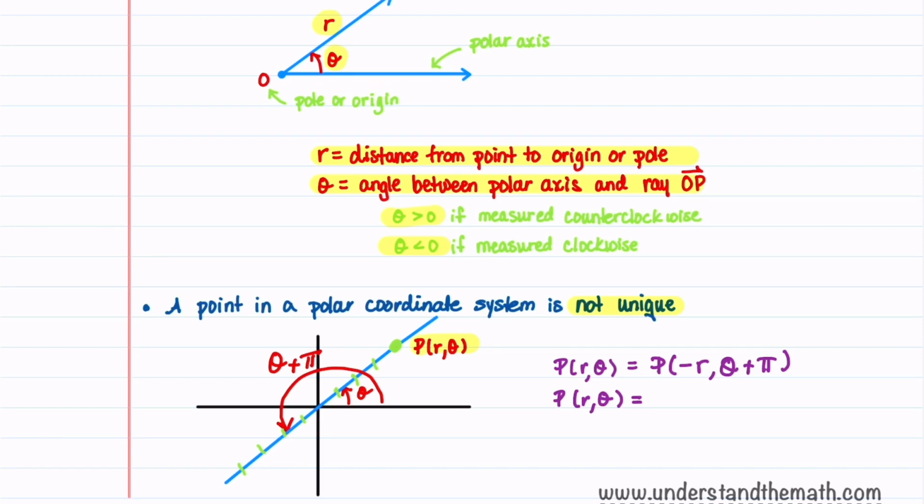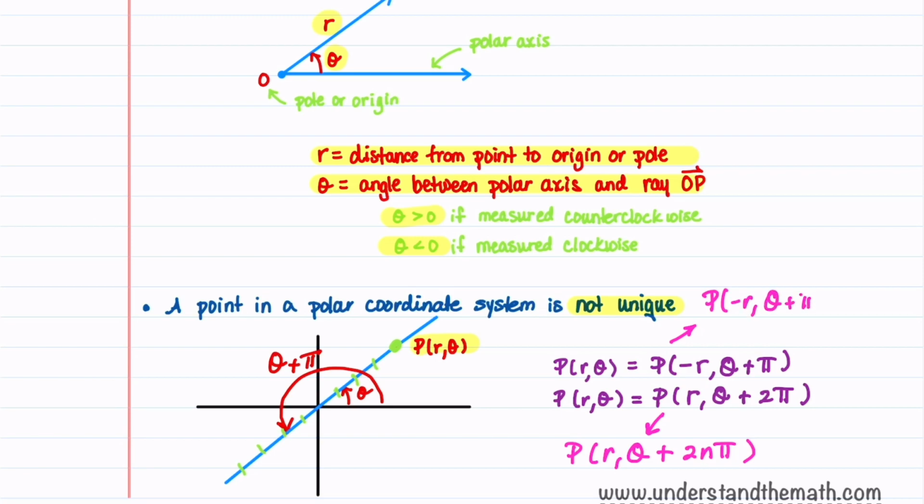Our point can also be written as P of r theta plus 2 pi if we go around the circle again. There is actually an infinite number of ways we can write a polar point. This point can be written as P of r theta plus 2n pi, where n is an integer, and this point can be written as P of minus r theta plus pi plus 2n pi.